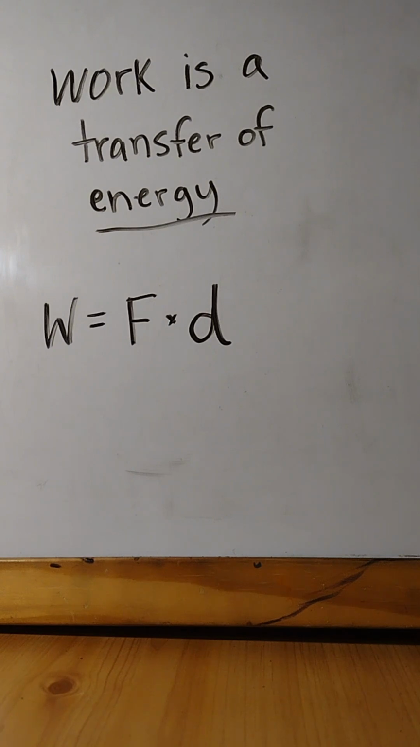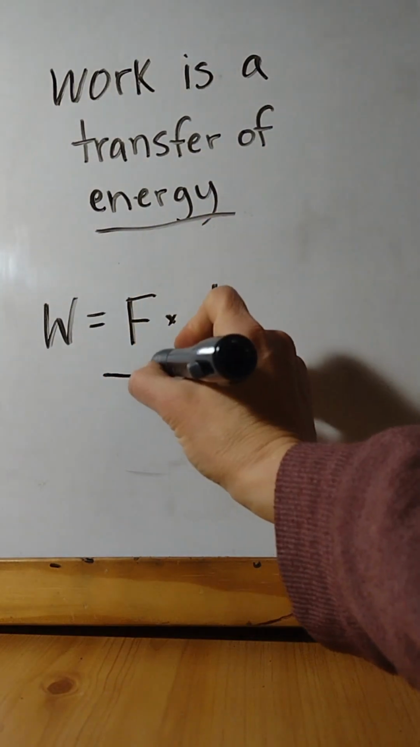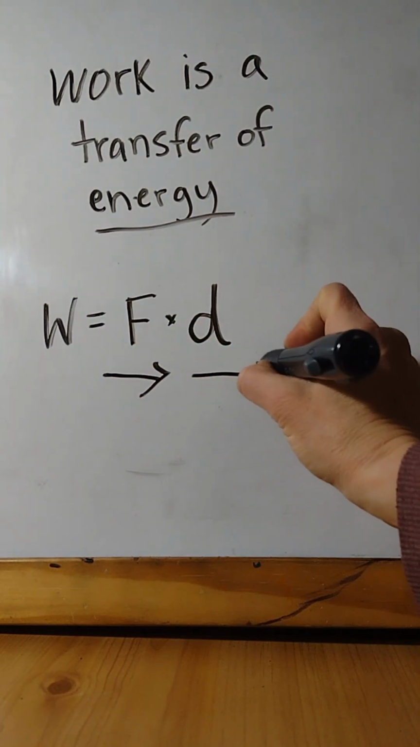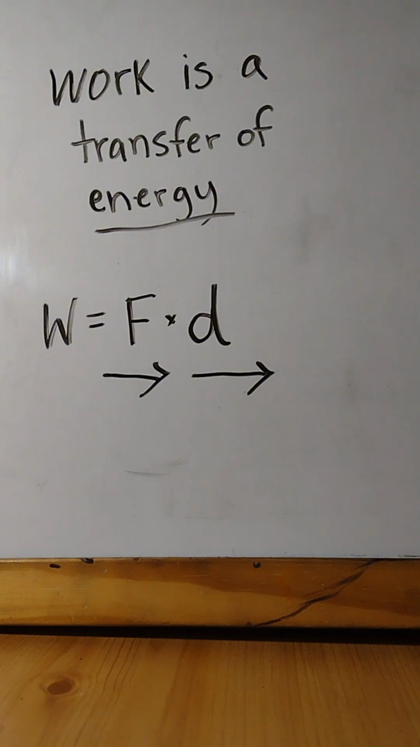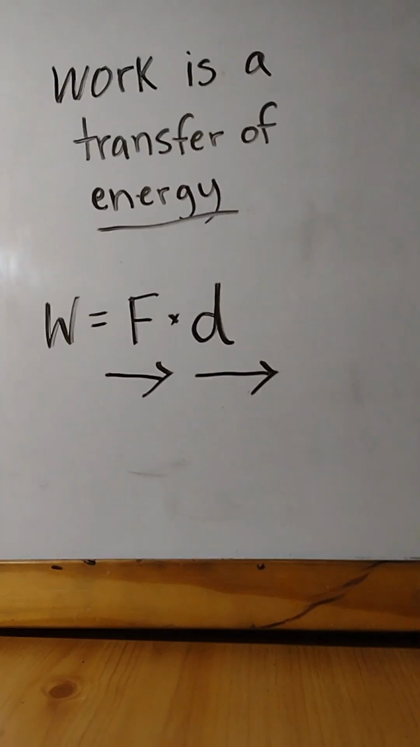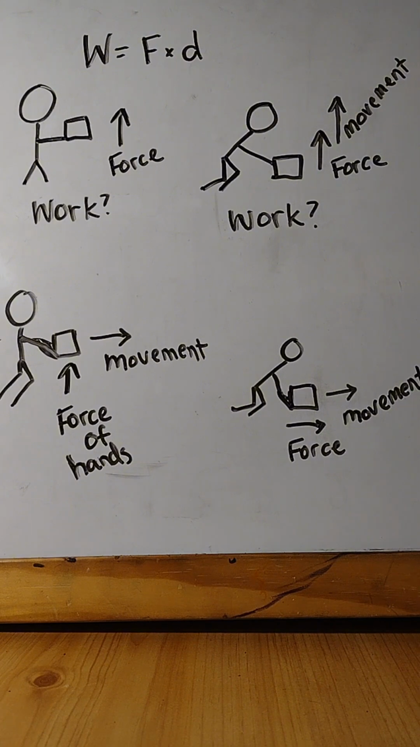So the product of a force in the direction of motion and the distance the object moves is where we get our equation: work equals force times distance. This only works if the force is in the same direction as the distance the object is moved. Okay, so two things are required for work to be done. One is an object must move, and two is a force must be acting on the object in the direction of motion. Okay, so work equals force times distance.